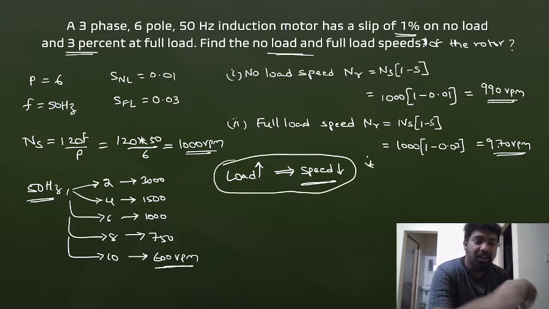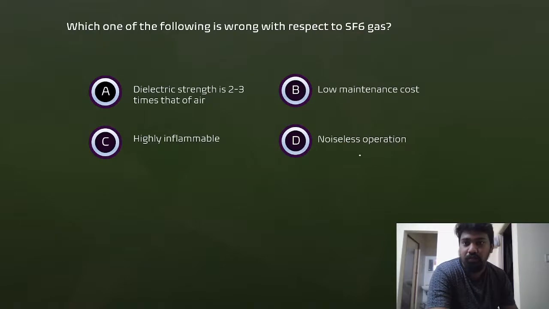Right. Now let us go to the next question. Which one of the following is wrong with respect to SF6 gas? He took this from protection. All these are properties of SF6 gas. Dielectric strength is 2 to 3 times that of air. For SF6 gas, dielectric strength is very high and that is 2 to 3 times that of air. This is a correct statement, but he is asking for the wrong statement.